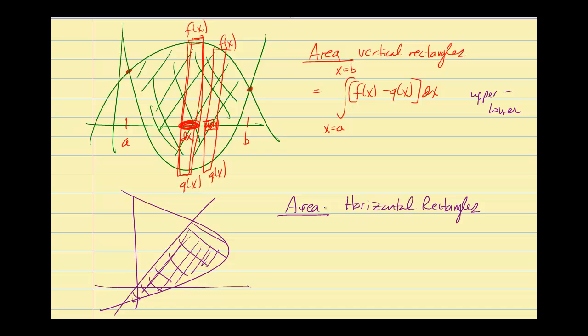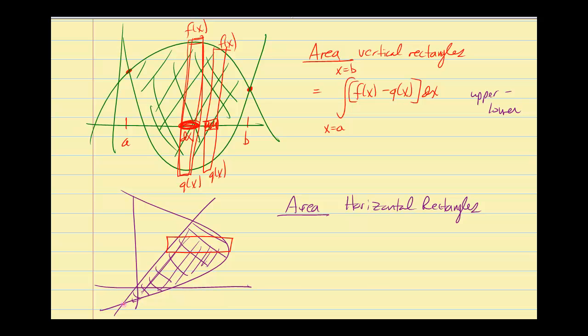And in this particular case, the horizontal is easier because when I set up my rectangles, you can see that the right curve is always this sideways parabola, and the left curve is always this line. Now if I had gone with vertical rectangles, the upper curve to the right of this point is different than the upper curve to the left of this point. So I'd have to set up two integrals here to use vertical rectangles. So horizontal rectangles are definitely the way to go here.